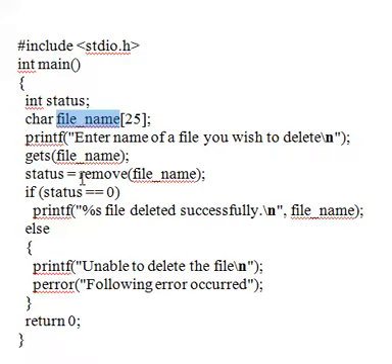So to delete a file, we have one function, that is remove. So remove is the function to delete a file. So remove of file name. File name is the array name, and in this array it has the name of the file which we want to be deleted.